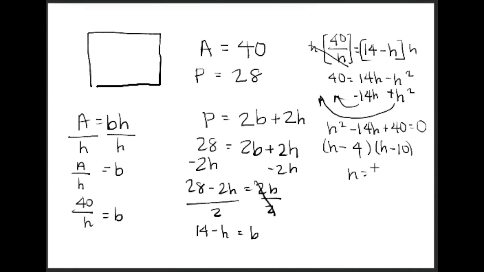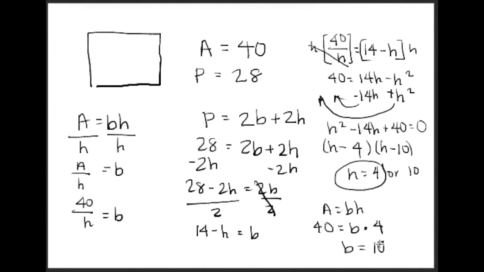And I now know that h could equal 4 or 10. I'm going to choose h equals 4. Now I'm going to plug that back into the original area equation where I know that the area is 40 and I now know the height is 4. And so I can solve for b, which is 10. So the answer to my drawing is that the height is 4 and the base is 10.